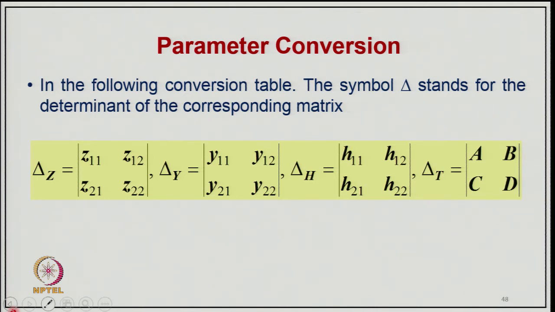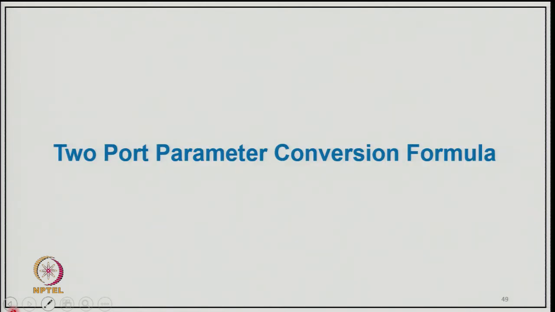Similarly, delta Y is the determinant of matrix Y, with entries Y11, Y12, Y21 and Y22. Delta H is the determinant of H, with H11, H12, H21 and H22, and delta T is the determinant of ABCD. And now coming to two-port parameter conversion formulas.